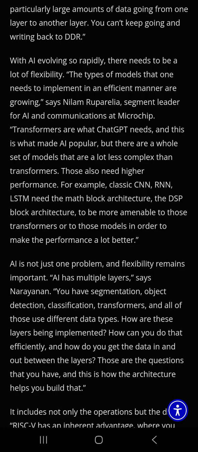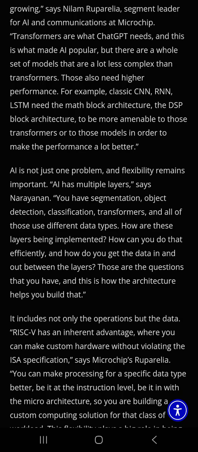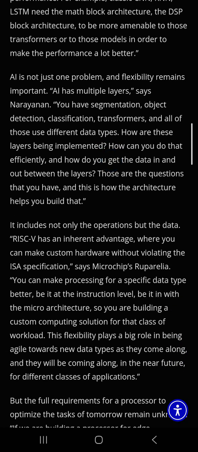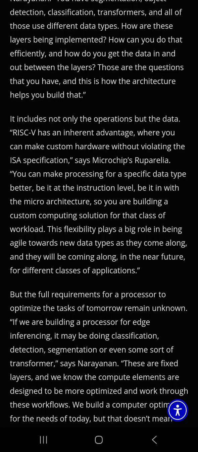AI is not just one problem, and flexibility remains important. AI has multiple layers: you have segmentation, object detection, classification, and transformers, and all of those use different data types. How are these layers being implemented? How can you do that efficiently? And how do you get the data in and out between the layers? These are questions that you have. That is how the architecture helps you build that. It includes not only the operations but the data.